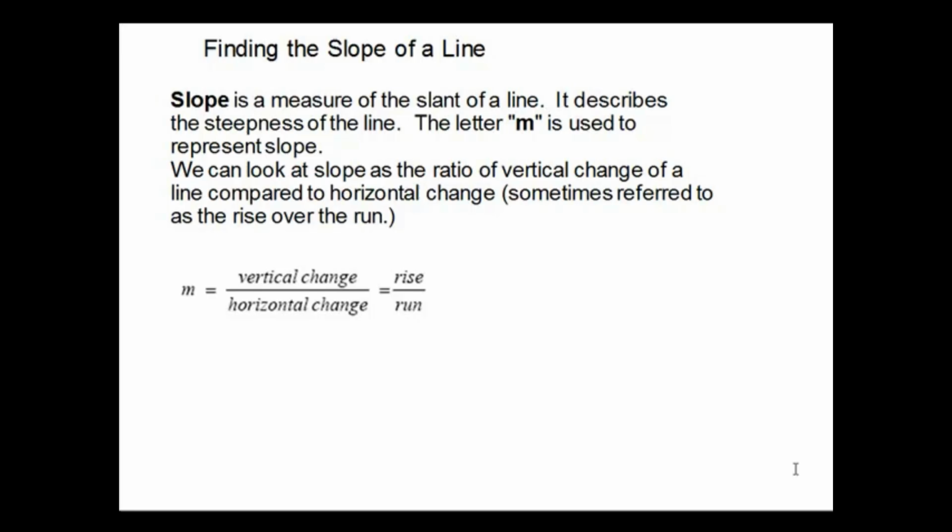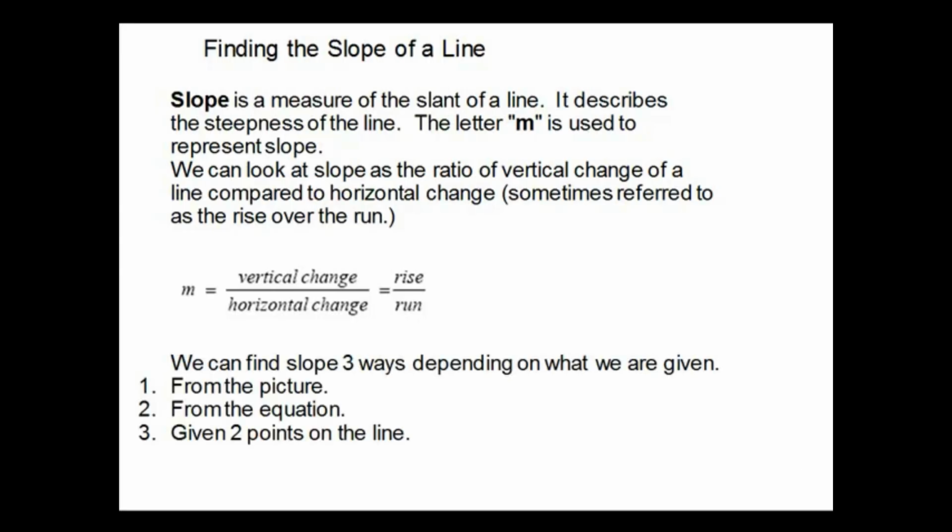Finding the slope of a line. Slope is a measure of the slant of a line. It describes the steepness of the line. The letter M is used to represent slope. We can look at slope as the ratio of vertical change of a line compared to horizontal change. This is sometimes referred to as the rise over the run. We can find slope 3 ways depending on what we are given. We can find it from the picture, from the equation, or given 2 points that are on the line.